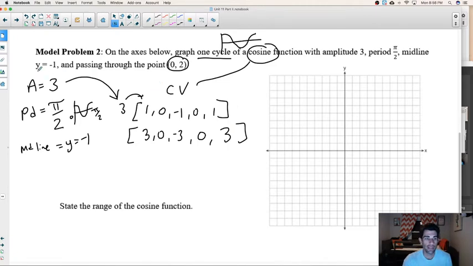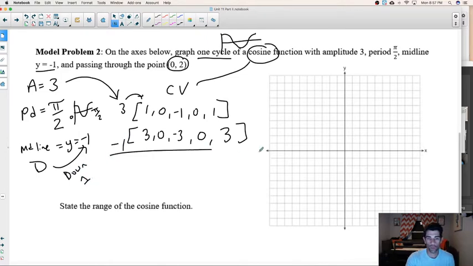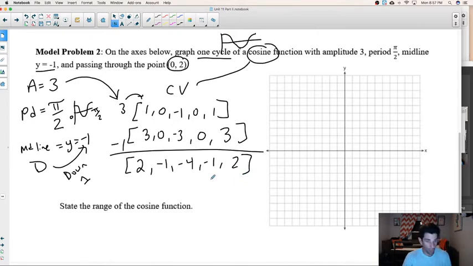Now, since the midline is -1, what did we learn earlier? What is a midline? Midline is telling you the shift. So this entire graph moves down 1. So I'm going to subtract 1 from all of these numbers. My new critical values are going to be 3 minus 1 is 2, 0 minus 1 is -1, -3 minus 1 is -4, 0 minus 1 is -1, and 3 minus 1 is 2. So those are my new critical values.